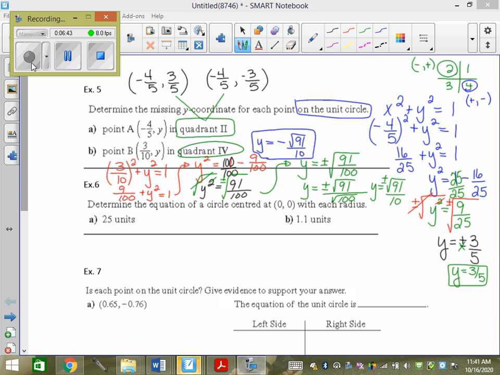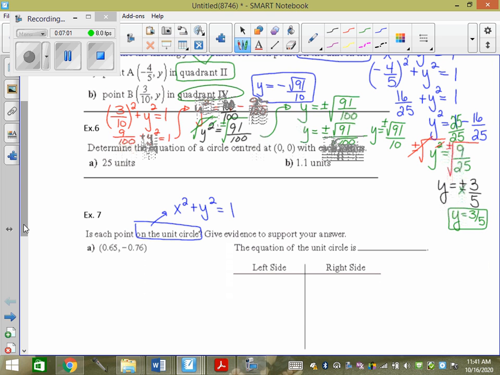Example 7 says, is each point on the unit circle? Well, once again, it says on the unit circle, so that screams we need to use x squared plus y squared equals 1. Give evidence to support it. The evidence is, if I'm given an x and a y, how can I tell? If left side equals right side, then it is a point. If left side does not equal right side, then it's not.